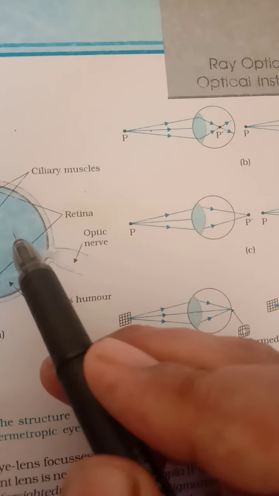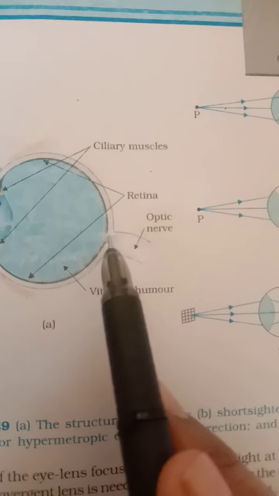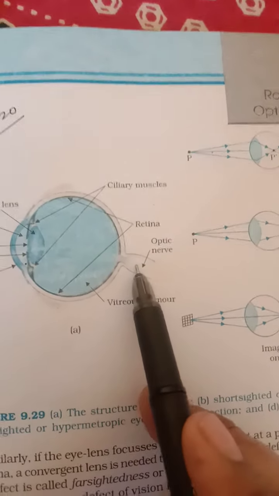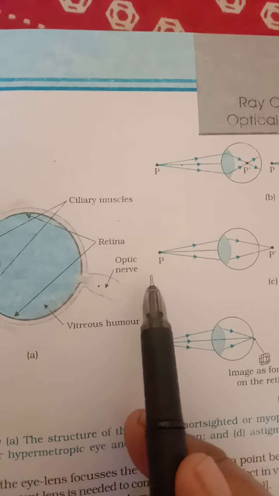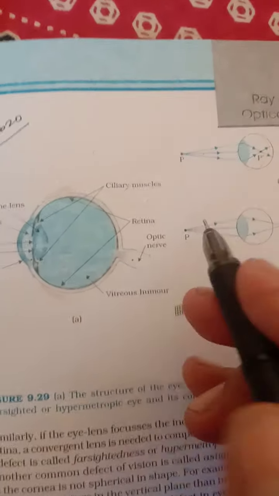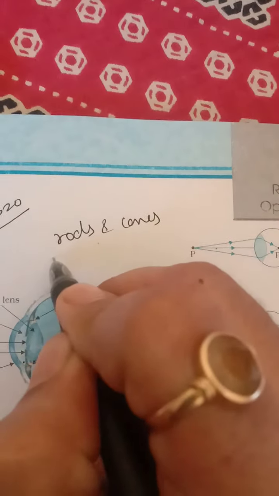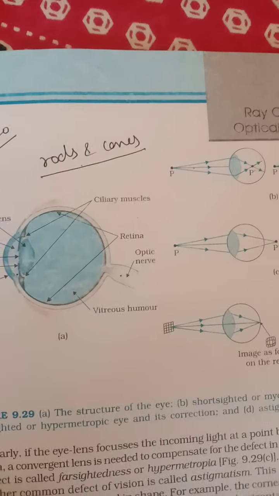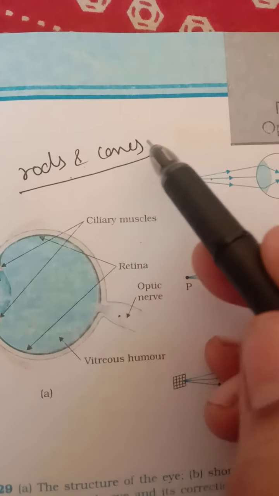What is the retina? The retina has nerve fibers. Can you see here? These optical nerves send the message to the brain. The retina also contains two very important components, called rods and cones. I am writing here rods and cones. These are the two important components of the retina. These rods and cones are light sensitive. What type of color we are able to see is controlled only by these two components.